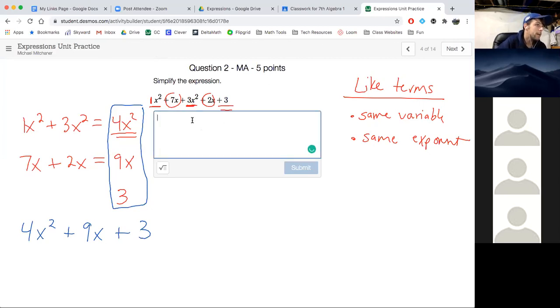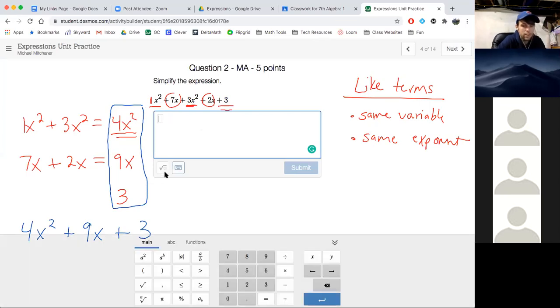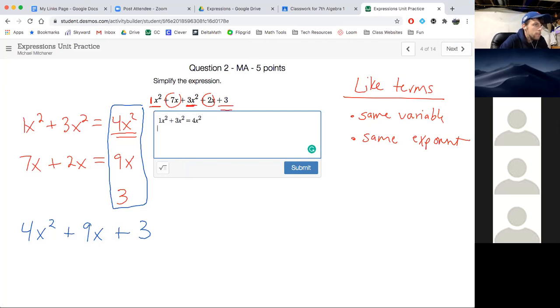Okay, and then I'm going to go ahead and make sure I type this in. I'm going to show my steps that I did up there. Oops, I forgot. If I'm typing in math, I want to make sure to use this because it's going to look a little better. 1x, to put in an exponent, I had to open up this little keyboard thing. It gives me all my different math operations. Squared is right here. So 1x squared plus 3x squared equals 4x squared.